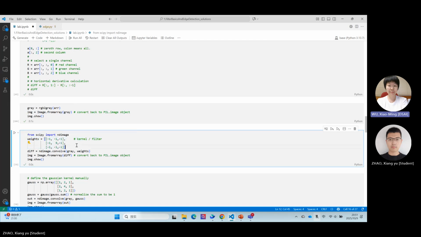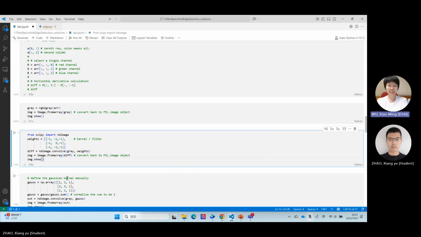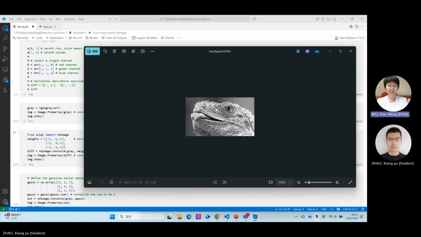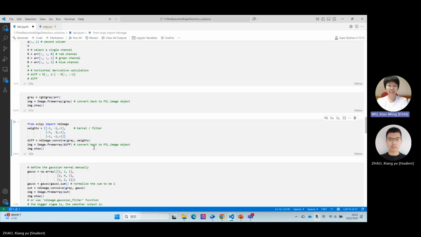Like this. The gray is our input images, and the width is the input kernel of filters. Just using the ND images function, the convolve function, it includes the input image and the input kernel, and we can find the output image. By using this kernel, it will help understanding the details.